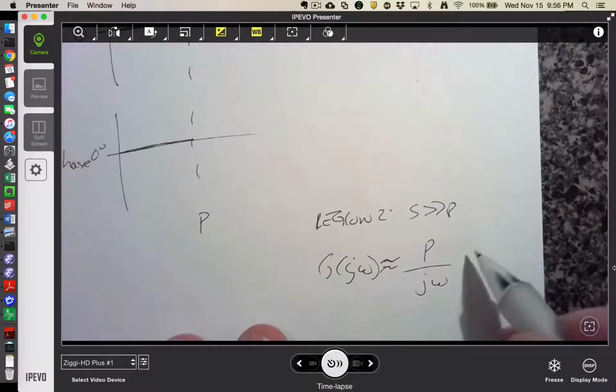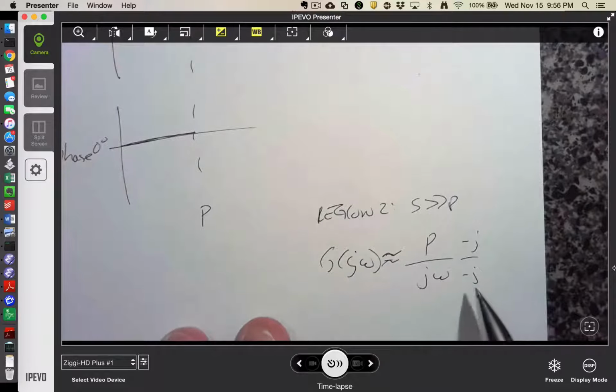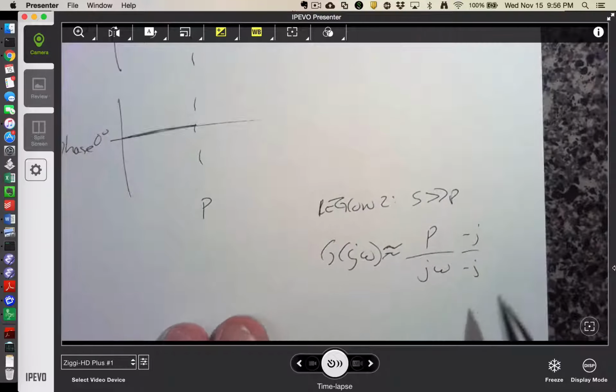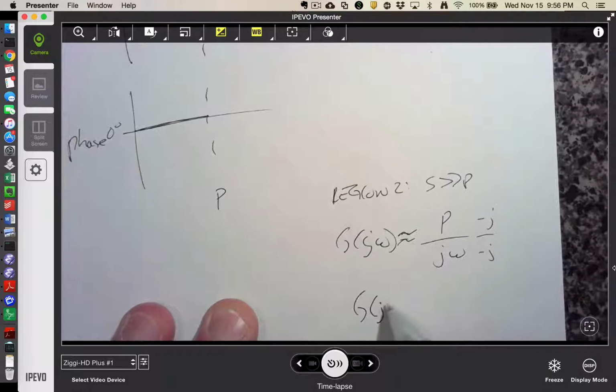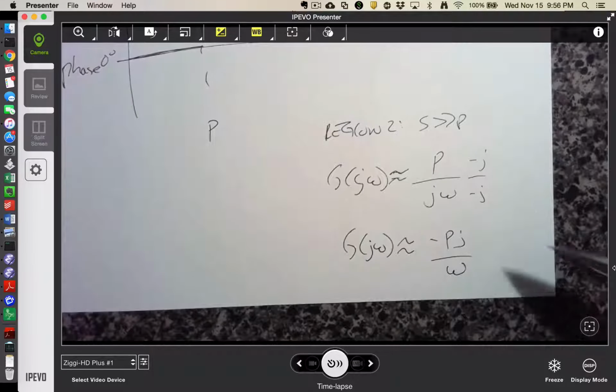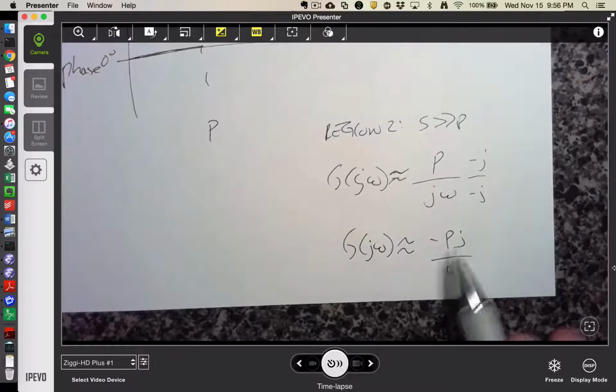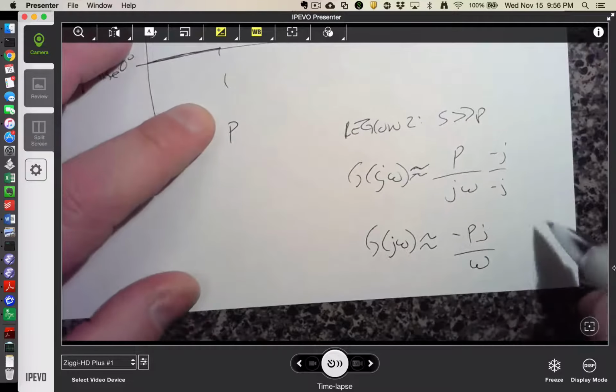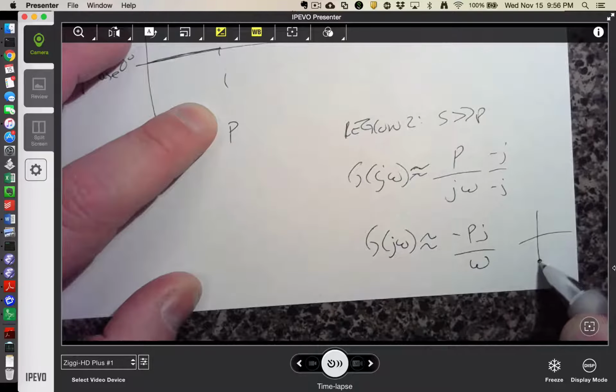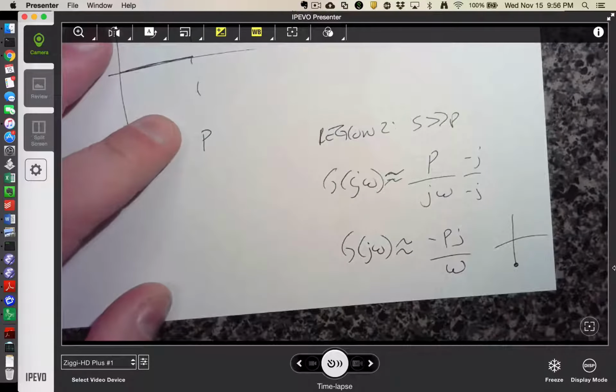I'm going to multiply through by negative J over negative J. I'll get J squared, which is negative, which will cancel the negative. And so we're saying that for large S, or large omega, this is approximately negative Pj over omega. So that looks almost the same as our pure integrator, except that we have a P instead of a 1. So this, in our real versus imaginary axis, is always on the negative imaginary line.